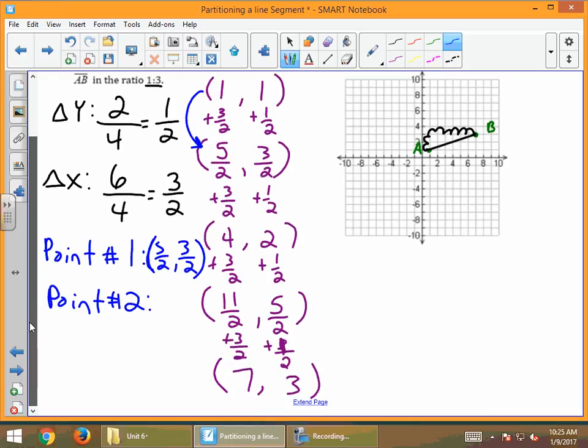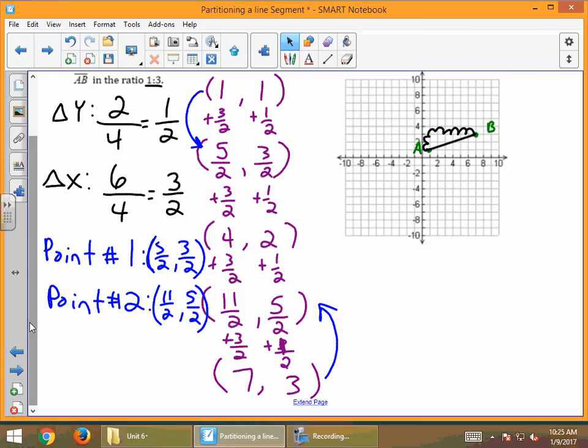How do I find my second point? Go to the bottom and count how many? 1. Same number. Here's the bottom, count 1. There's my second point. So it's going to be 11 halves and 5 halves. There are my two points that divide this up into a ratio of 1 to 3.